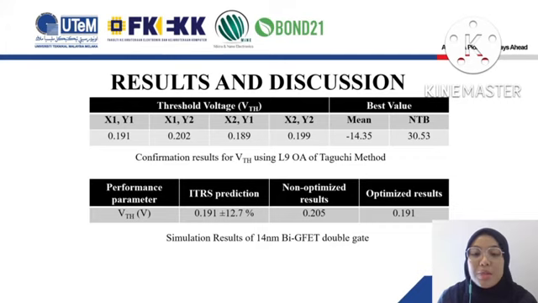And the table below shows the simulation results of 14 nanometer by GFET double gate, in which the ITRS prediction is 0.191 and the range is between 12.7%. Before optimization, the result for threshold voltage is 0.205. After we optimize using L9 Taguchi method, the result is 0.191.